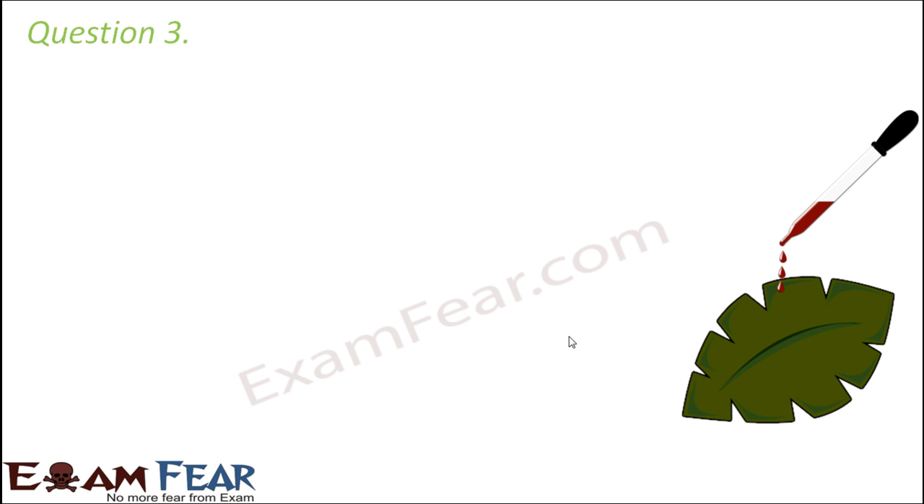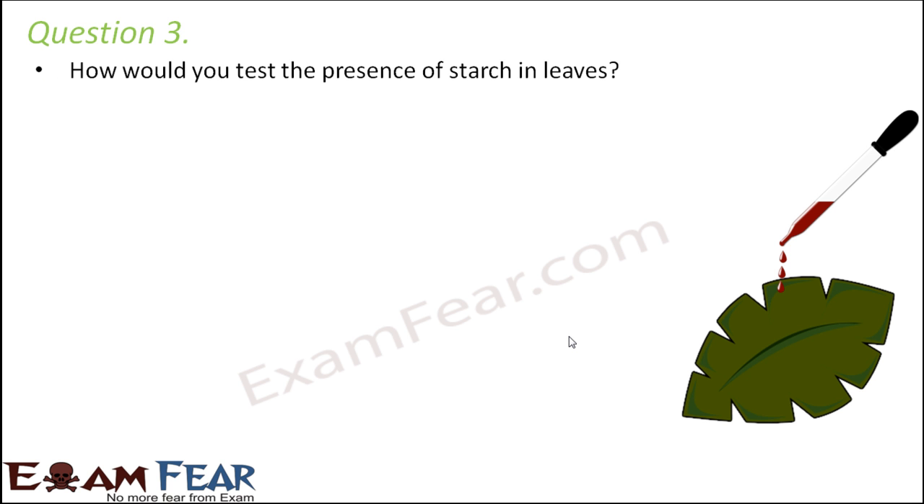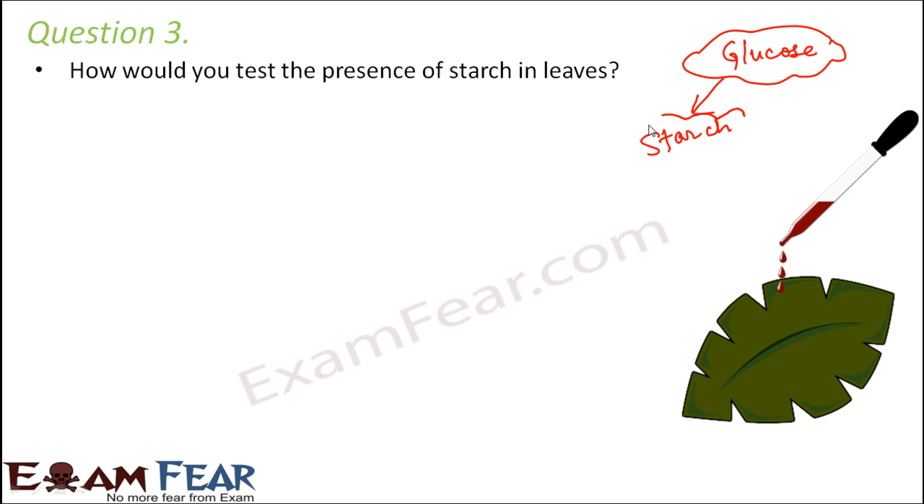Question number 3. How would you test the presence of starch in leaves? Now, which kind of leaves will have starch? Those which have undergone photosynthesis, because the result of photosynthesis is carbohydrates, that is in the form of glucose. But how is this glucose stored inside plants? The glucose gets converted into a polysaccharide, which is again a carbohydrate, and this starch is stored in the leaves. Now, how do we know that starch is present in a leaf or not? So for that we perform a very simple test which is called iodine test.